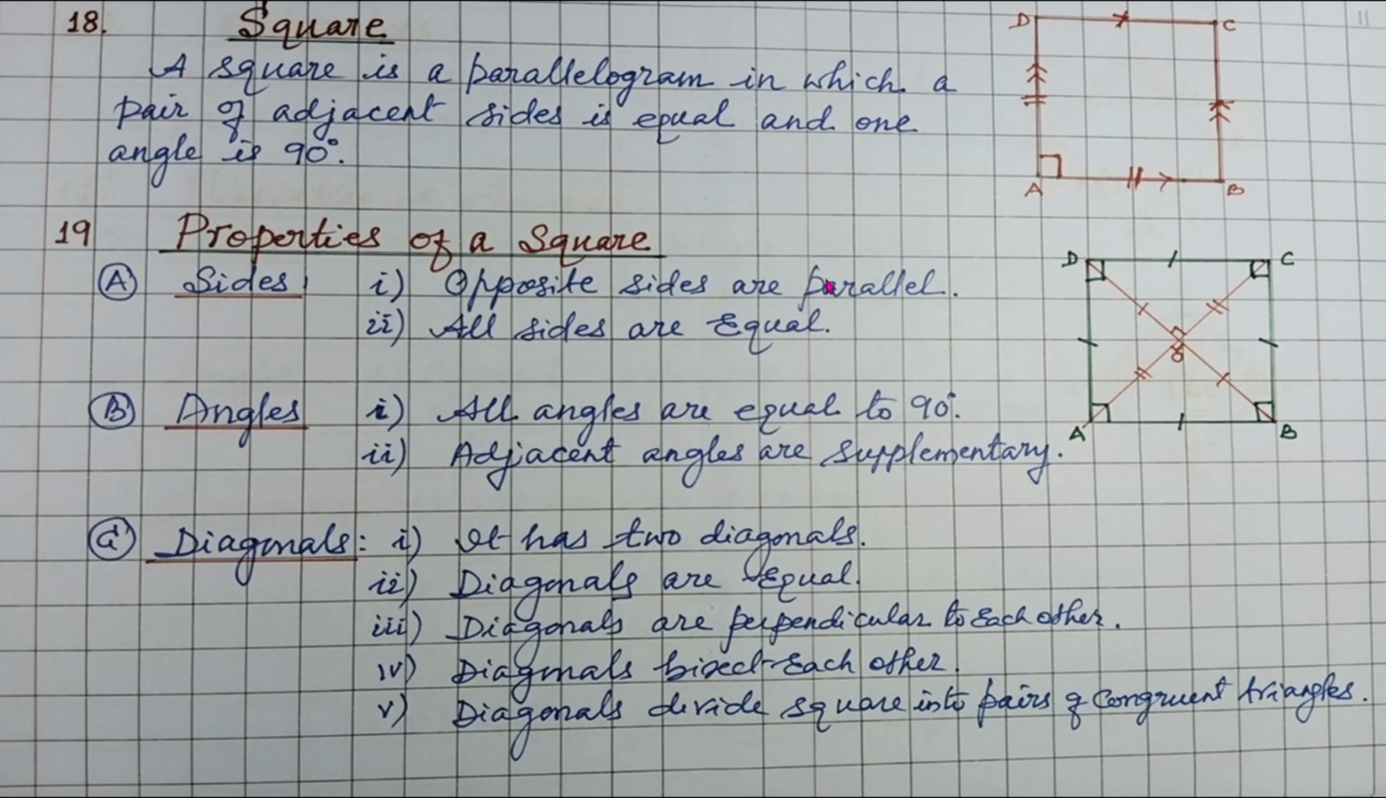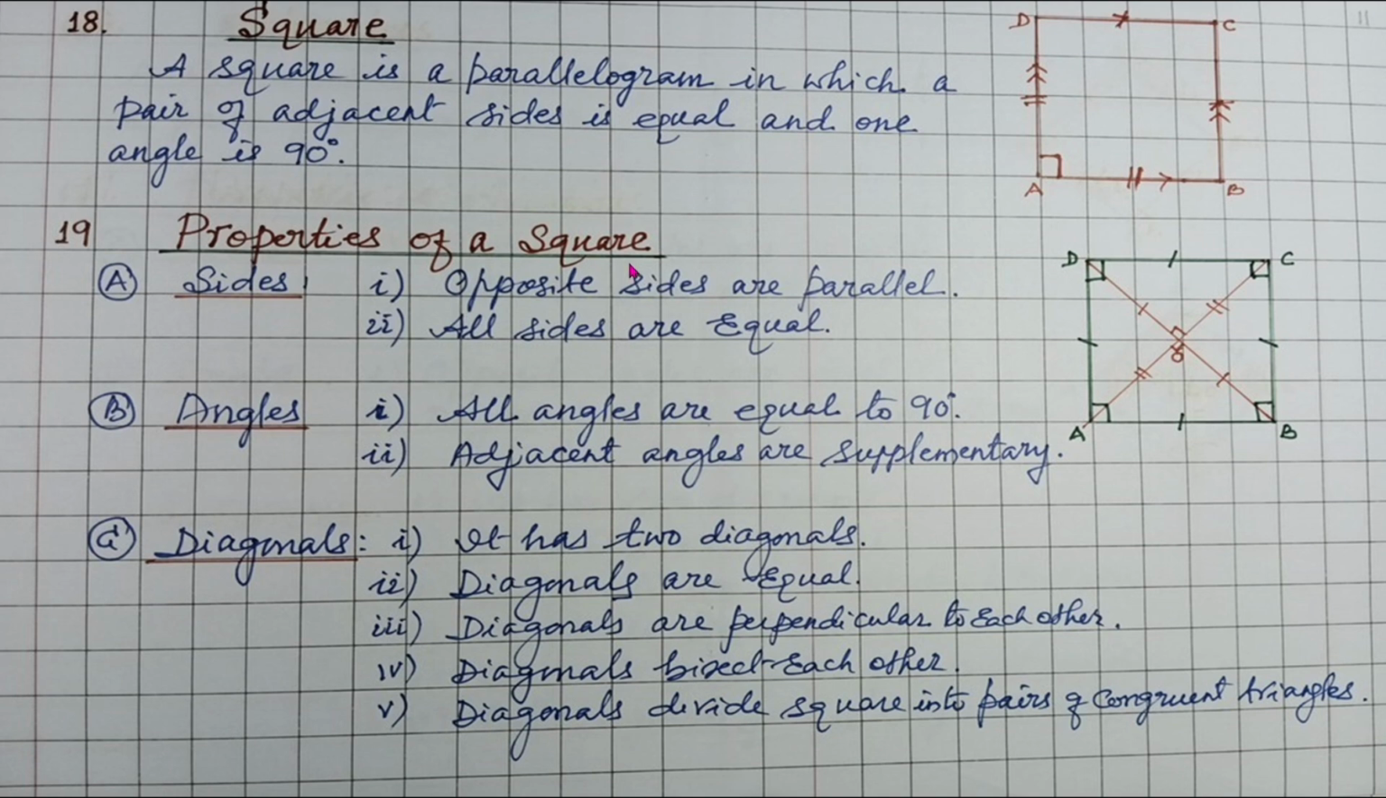The next important special parallelogram is a square. We already know what a square is. A square is a quadrilateral, but it is also a parallelogram, rather a special parallelogram. A square is a parallelogram in which a pair of adjacent sides is equal and one angle is 90 degrees. So it is very interesting. In a parallelogram, if one pair of adjacent sides are equal and one angle is 90 degrees, then it becomes a square. So a square is a special parallelogram.